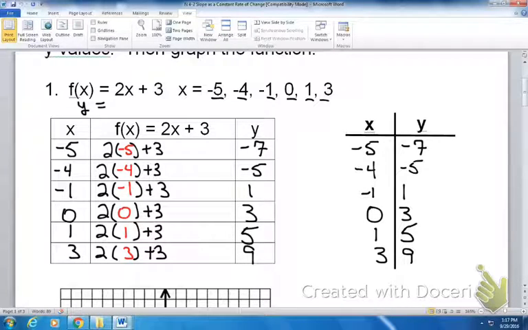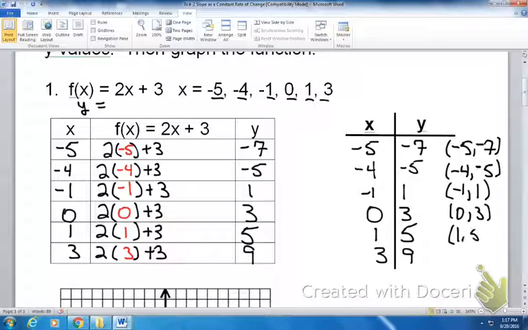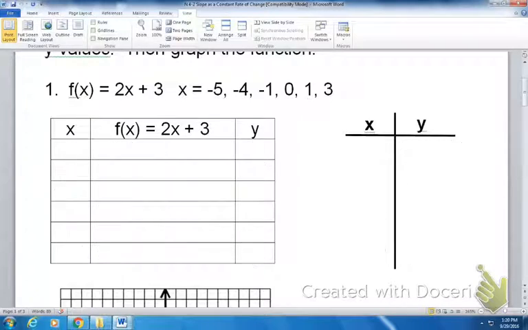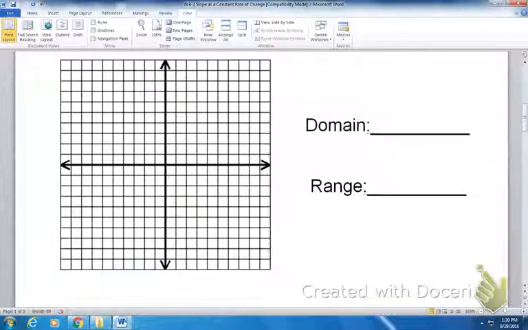Now remember, guys, this table is our points. I have -5, -7. I have -4, -5. -1, 1. 0, 3. 1, 5, and 3, 9. And you do not have to write those points out. But sometimes people get a little bit confused on how to go from a table to points, and that's how it works, okay? So let's go down and let's plot these points.